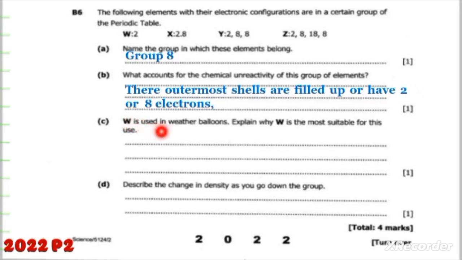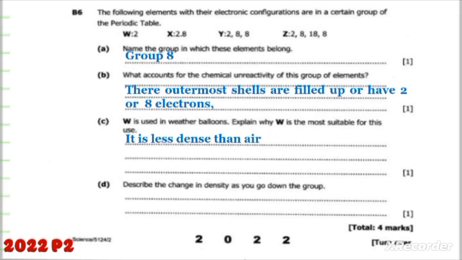C. W is used in weather balloons. Explain why W is the most suitable for this use. So the reason why, by the way, W is helium. The reason why helium is used in a weather balloon is that helium is less dense than air. So therefore, we are going to say W is less dense than air.